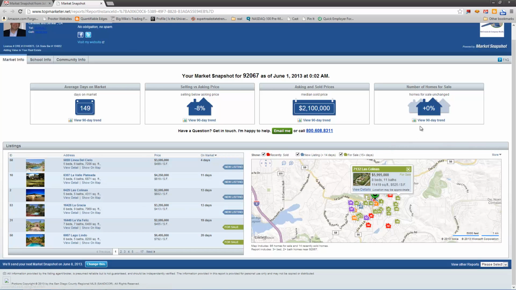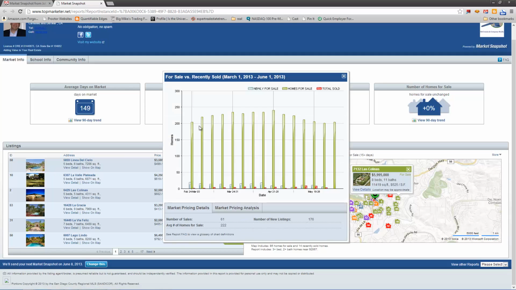But let's go over to the 90-day trend. Here we see the 92067. Now that doesn't cover all of Rancho Santa Fe, which we've discussed in our other videos. You can pull in Fairbanks Ranch, you can pull in Del Mar and places like that. But we see 200 to 250 properties for sale since February. And we see that we were having a few properties coming on market, which is consistent with people anticipating the spring buying season. And we saw sales picking up during the buying season.